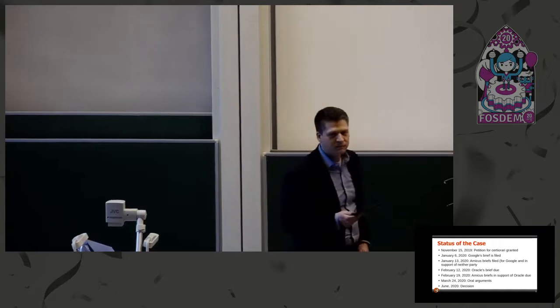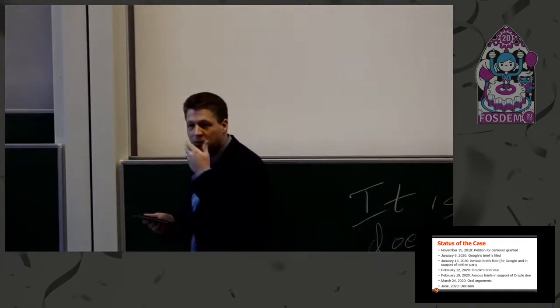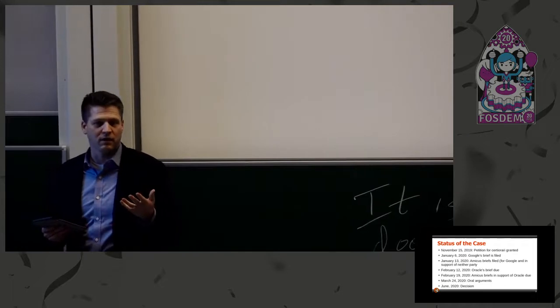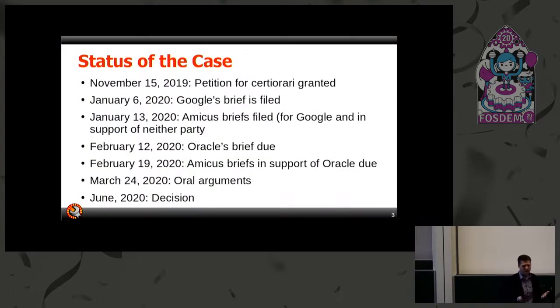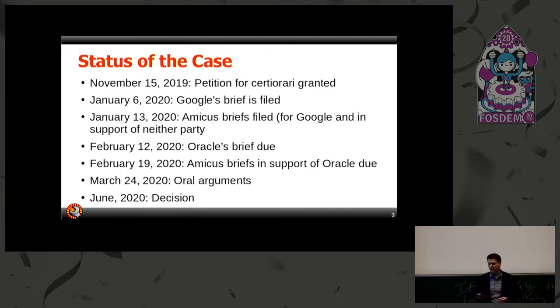So the first thing is I'm going to assume that this is where we are right now. Google has filed its brief. All the amicus briefs, they're called friend of the court briefs, either in favor of Google or in support of neither party, have been filed. Coming up very soon, we're going to have Oracle's brief, and a week later, the briefs in favor of Oracle. Things have been set for arguments on March 24th, and then probably by June we'll have a decision.